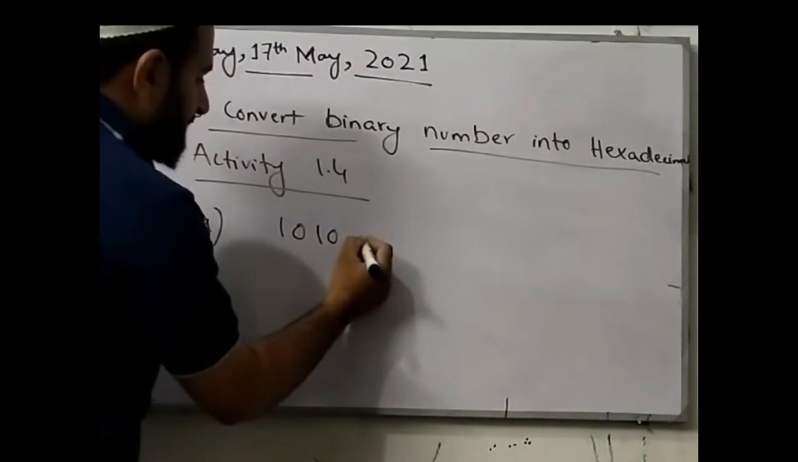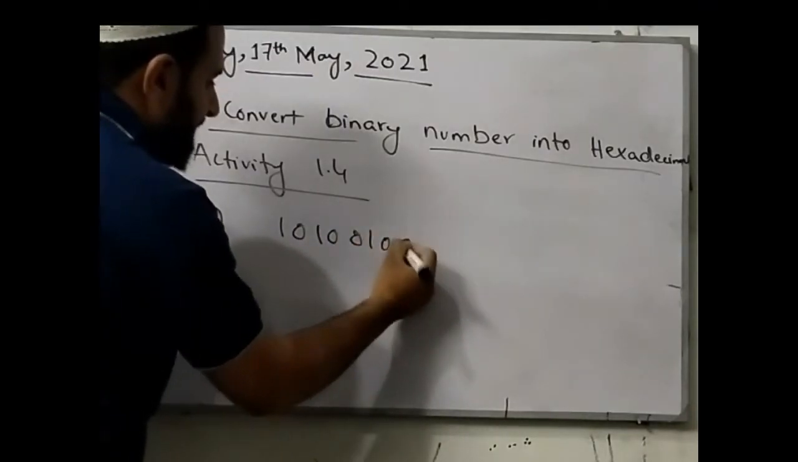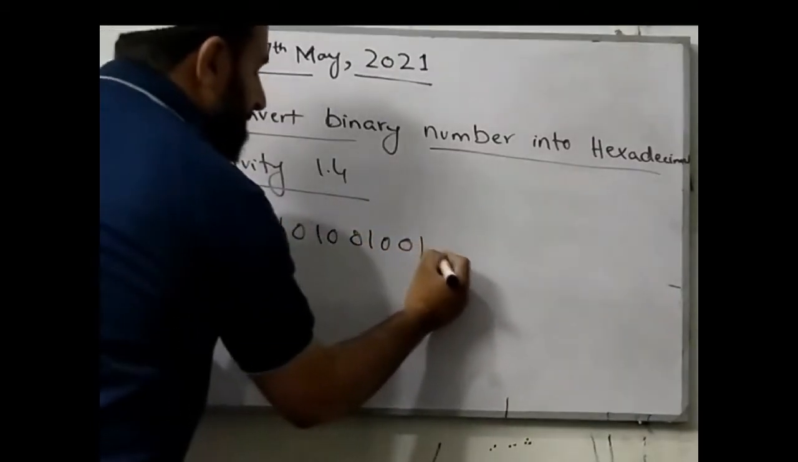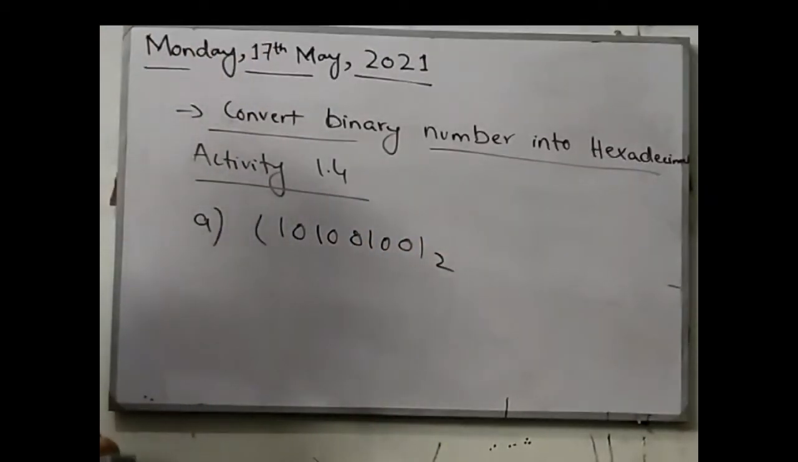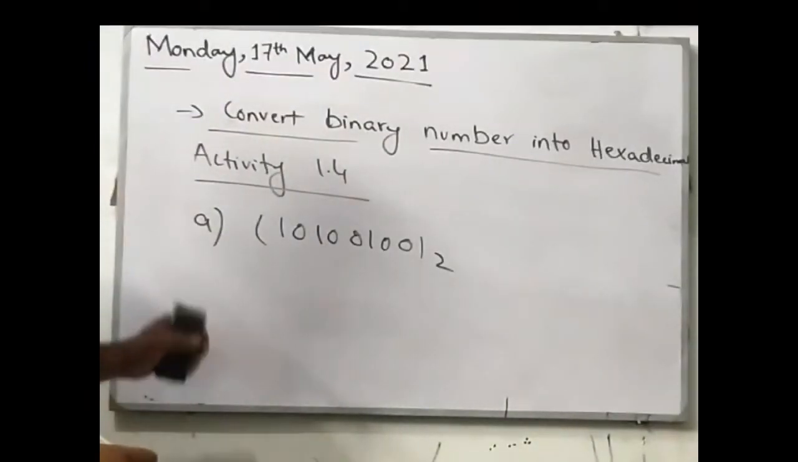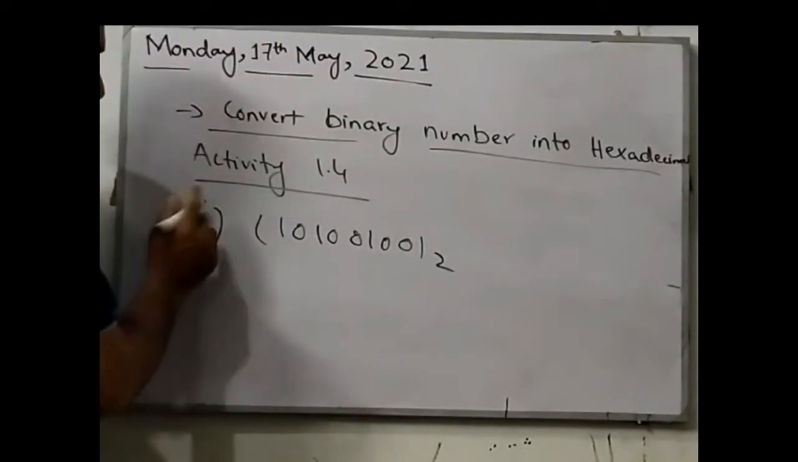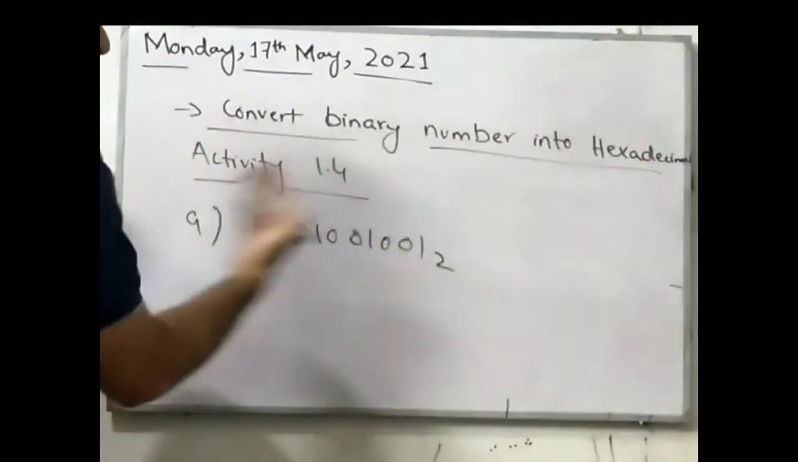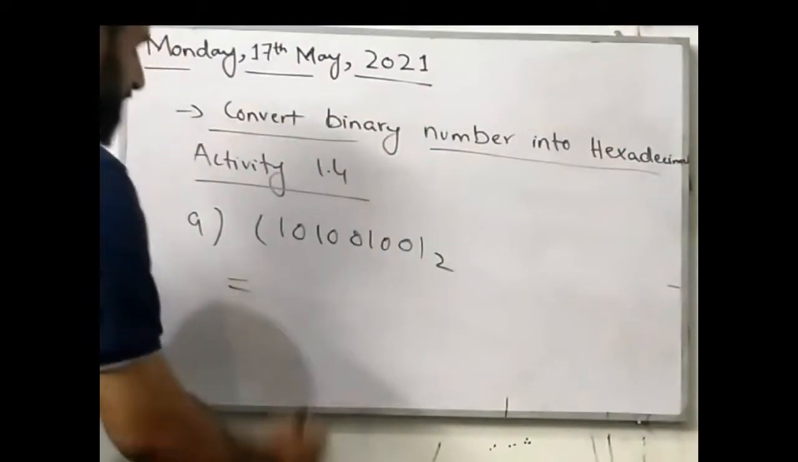1010 and 0100. We need to convert this binary number into hexadecimal. How I will convert that? It's very easy. Be attentive. Now our first step is we need to make pair of 4, starting from the right side and move towards the left side. So put is equal to sign.